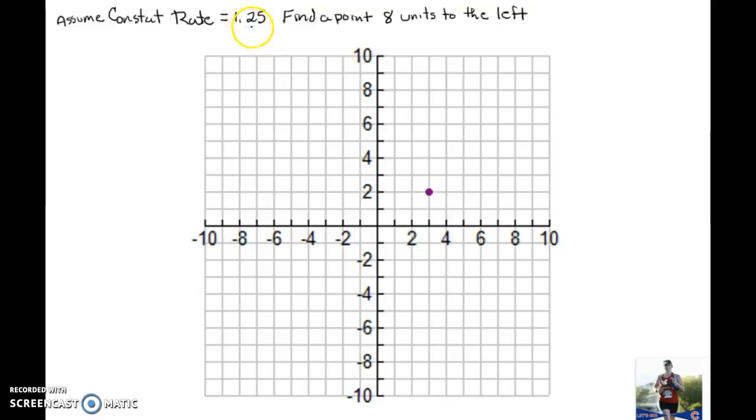and this means that we're going to have 1.25 vertical units per one horizontal unit. Okay, and we want to find a point that's 8 units to the left. So here we're starting at the point (3, 2), and we want to go to a point 8 units to the left. So we're going to count out 8 units to the left. 1, 2, 3, 4, 5, 6, 7, 8. So this is where we would end up, and we're going in a negative direction.